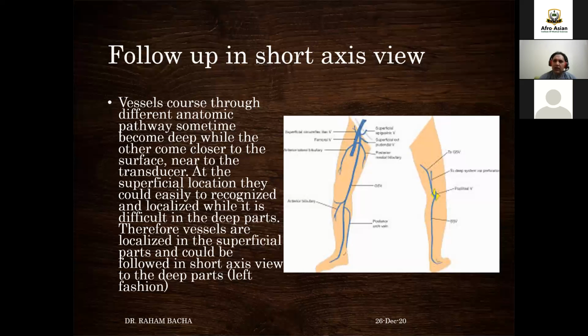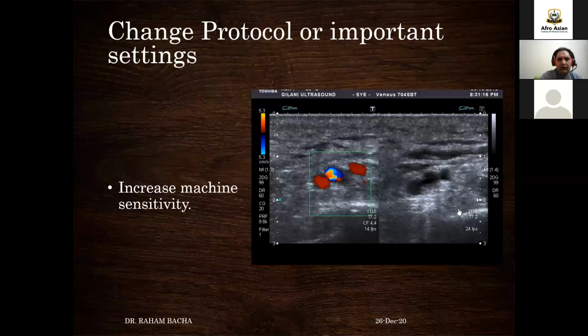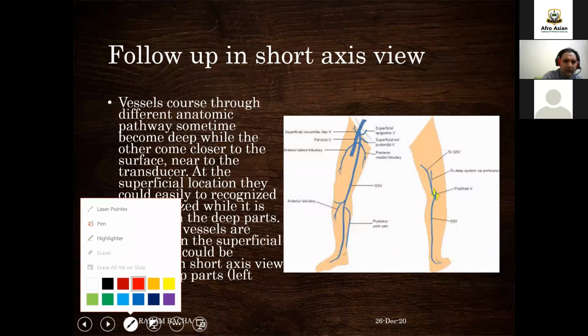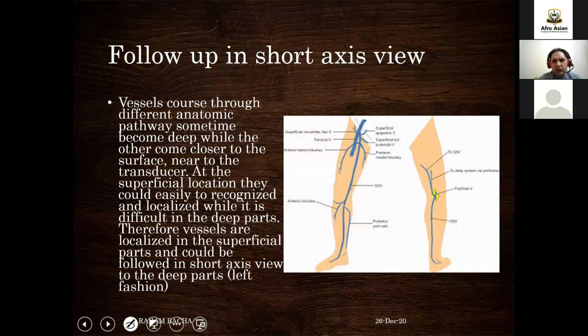So in that short axis view, you can say that it is a lean manner. So with the help of this manner, just for example, you will place your transducer in short axis view over the vessel. Yeah, I have changed my slide. Yeah, opening the pen. So you will place your transducer over here in short axis view, and then you will sweep it up and down. So in this manner, you can evaluate that vessel or follow that vessel from the superficial to the deep part.